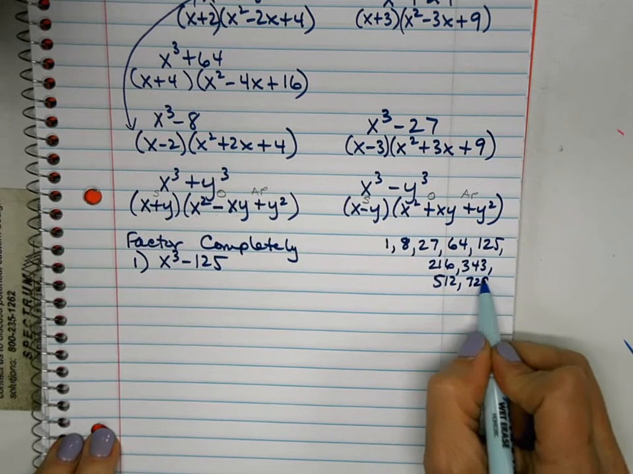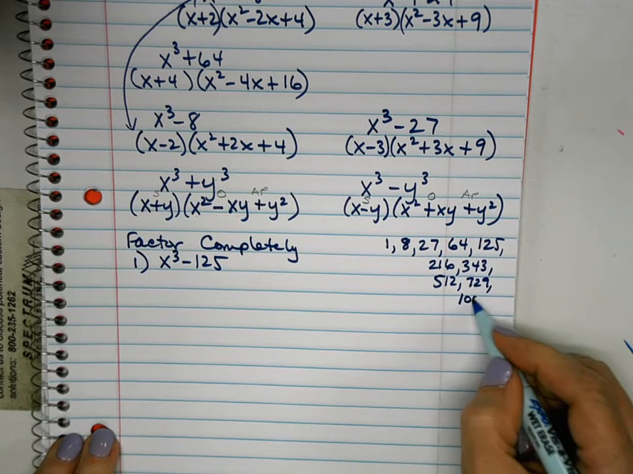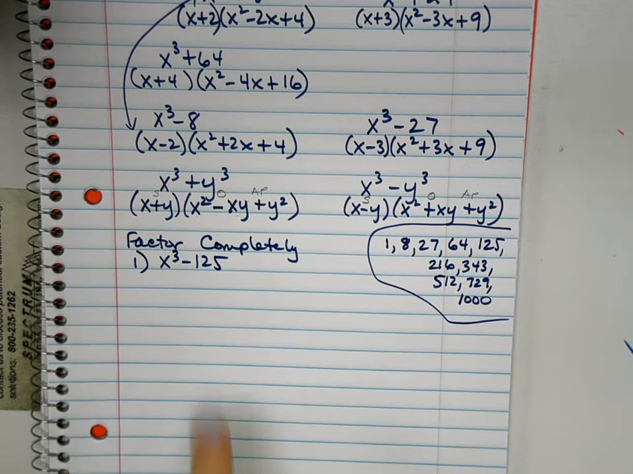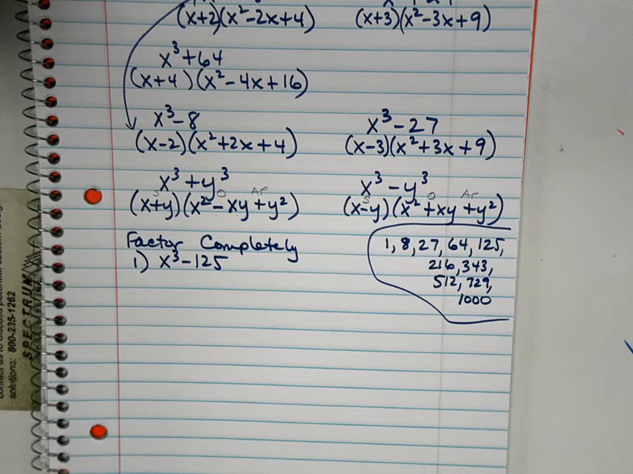729. And then 10 times 10 times 10? 1,000. Okay, so there's some perfect cubes that we might look for. Okay, so 125 is a perfect cube. So this is the difference of cubes. You're going to think SOAP.